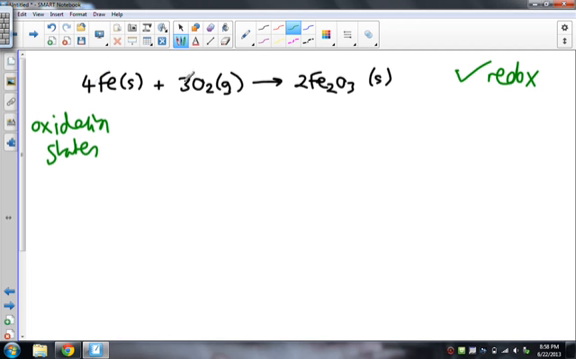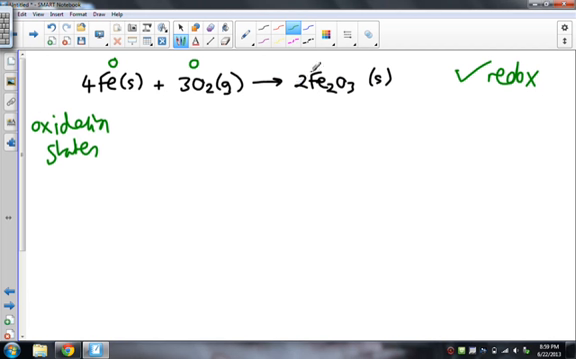All right. Any element, whether it's diatomic or monatomic like this, whether it's iron or oxygen or fluorine or chlorine or whatever, if it's by itself with no other elements, it always is given an oxidation state of 0. And if that oxidation state or that charge changes on the other side of the reaction, that means it's a redox reaction. All right.